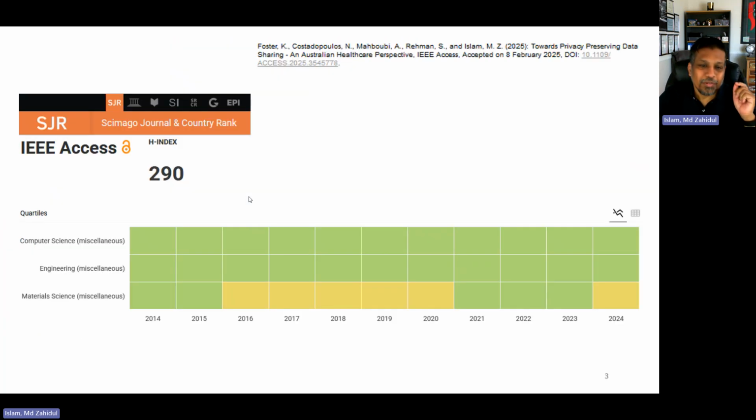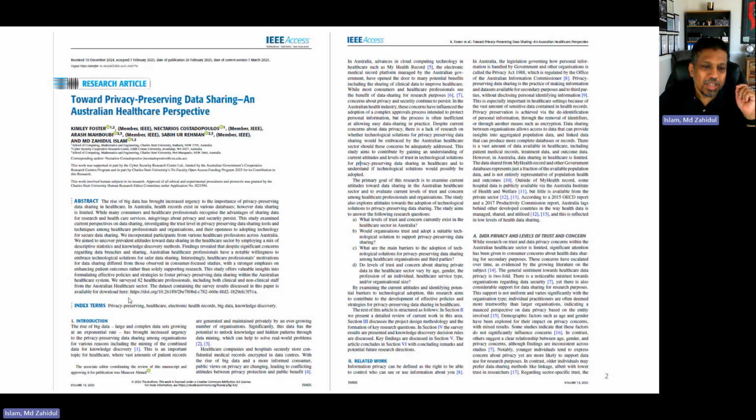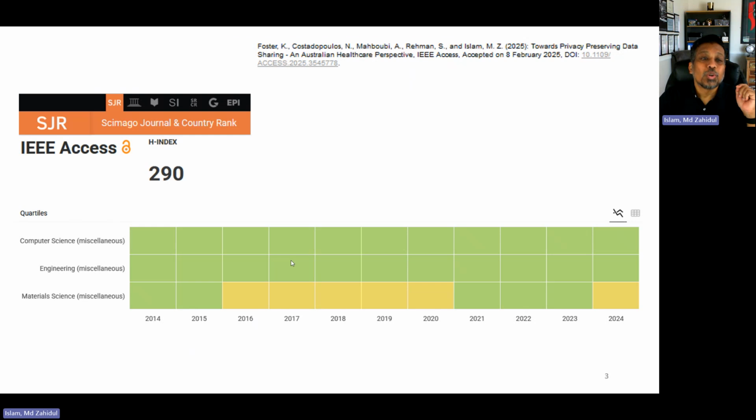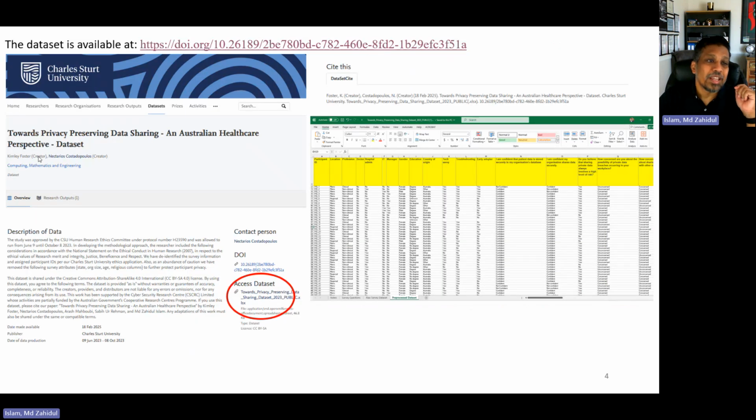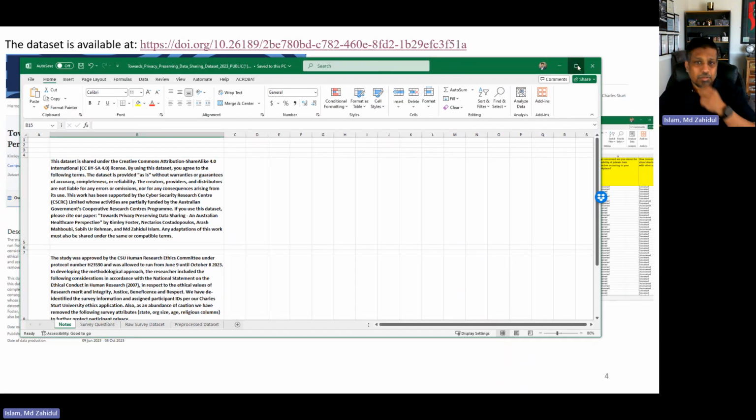Now, the main attraction of the paper is, if you look at the paper abstract, you will see that it actually provides the link to the dataset. If you click on that link, it will take you to this Charles Sturt University page, where you will see a description of the dataset and then a link to access the dataset. Once you click on that link, you will be able to download the Excel file. Now, let me share the Excel file with you so you can have a look at what it looks like.